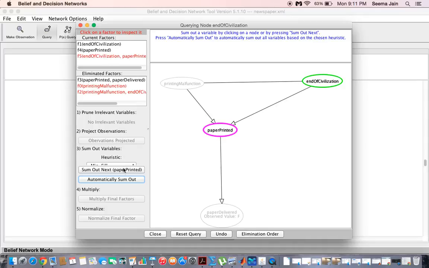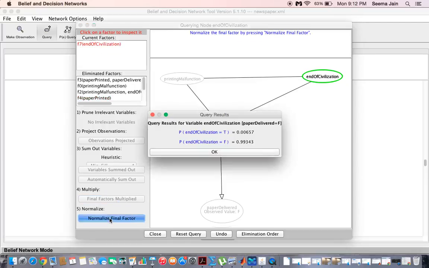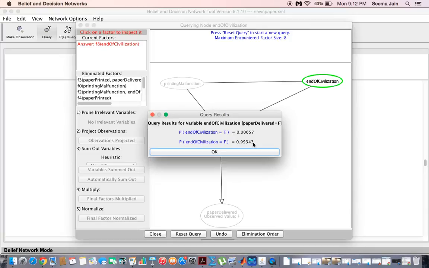Now we will sum out paper printed. So this is present in F4 and F5. F4 will be eliminated completely, and F5 would just be left with end of civilization since we're summing out paper printed. And then we just multiply the final factors, we normalize it, and we get a probability of 0.006.